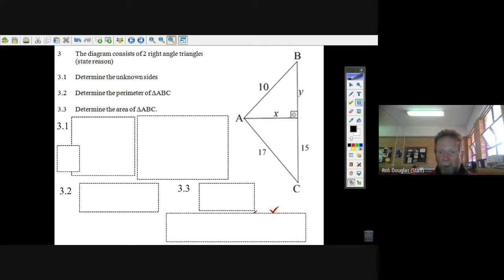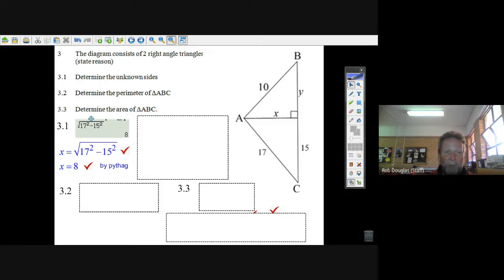Well, if this is 90 degrees, it's 90 degrees on the other side. That must be a right-angled triangle. And if it's a right-angled triangle, we can use Pythagoras. Now, this side is next to the right angle. So that means in order to find this side, we have to square the other two sides and subtract. So that would be 17 squared minus 15 squared, and then we take the square root of that, and we'd get x. So that's what you do.